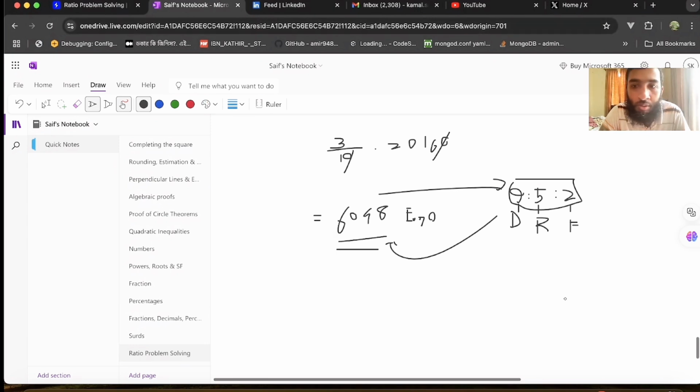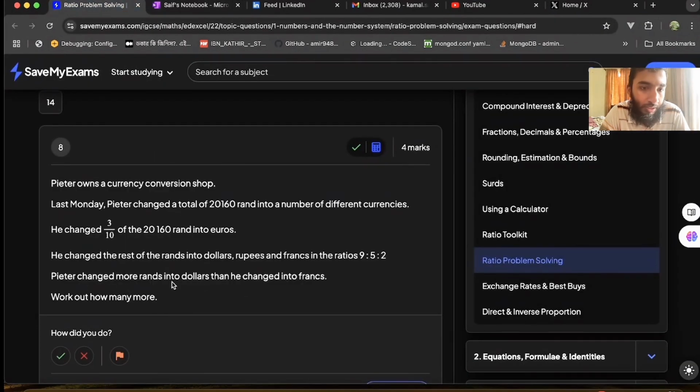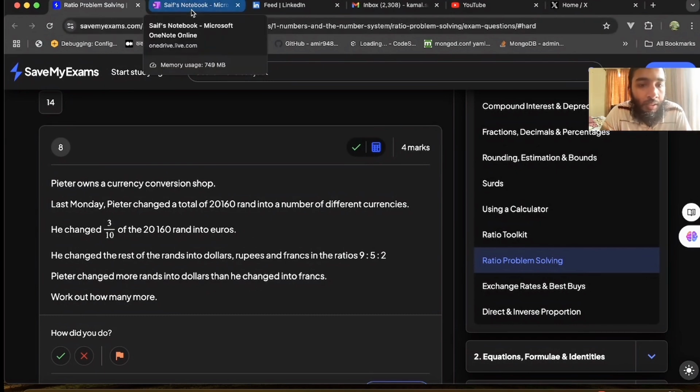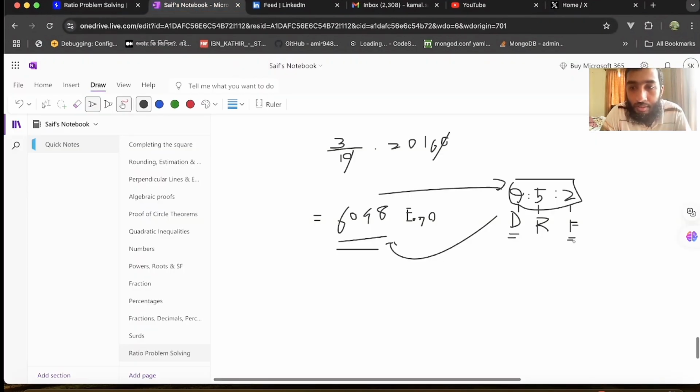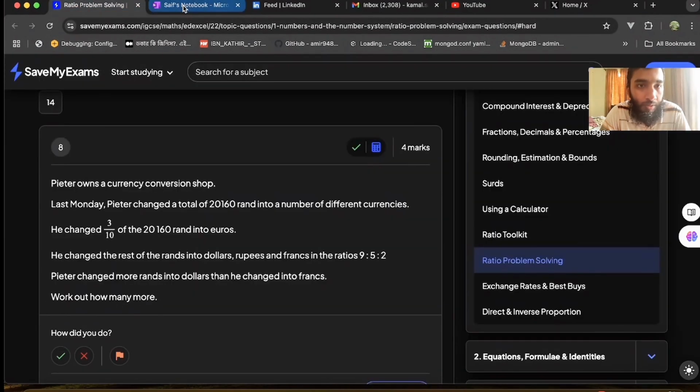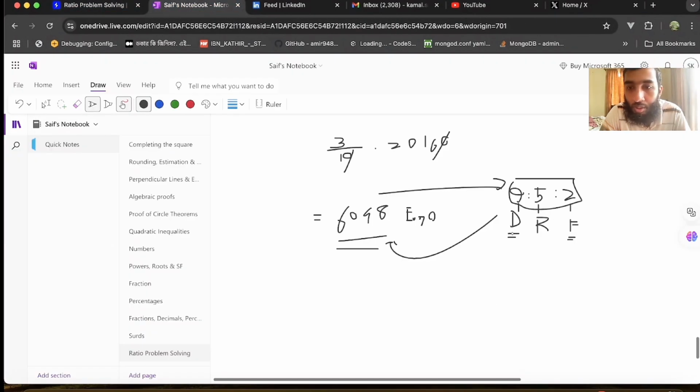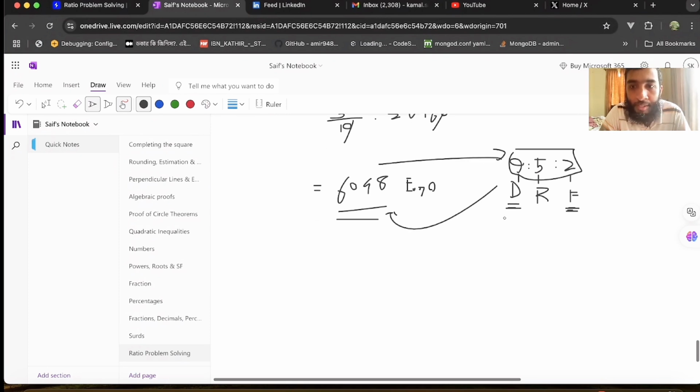So we know that obviously dollar is much greater than francs. So it says here that Pieter changed more rand into dollars than he changed into francs. So he changed more dollars than he changed francs. So work out how many more. So how much more dollar did he change than francs? Okay, so let's figure out how much dollar did he change.